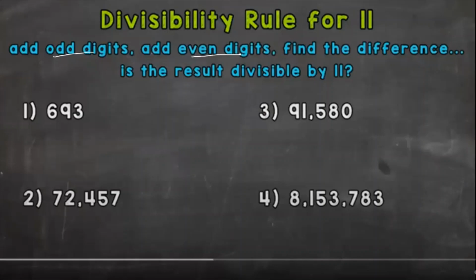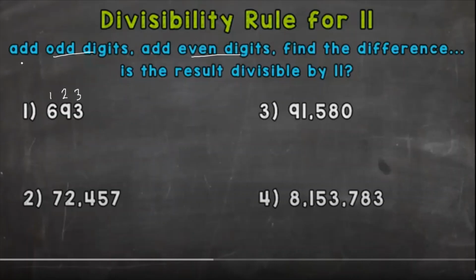When we say odd digits and even digits, it does not mean that we're dealing with odd and even numbers. It is just like saying we are counting the digits starting from the left. For example, for number 1, we have here 693. If I count these digits, we have here 1, this is 2, the second digit, and here 3.